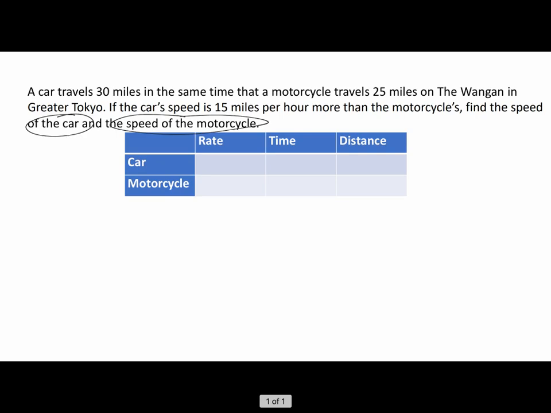But it talks about speed, which is rate, and it talks about time, and it talks about distance. So rate times time equals distance is an important formula that you might have seen before. So that's how we're going to relate knowns and unknowns with that formula. Rate times time equals distance. So rate times time equals distance here. That's how the table is going to work.